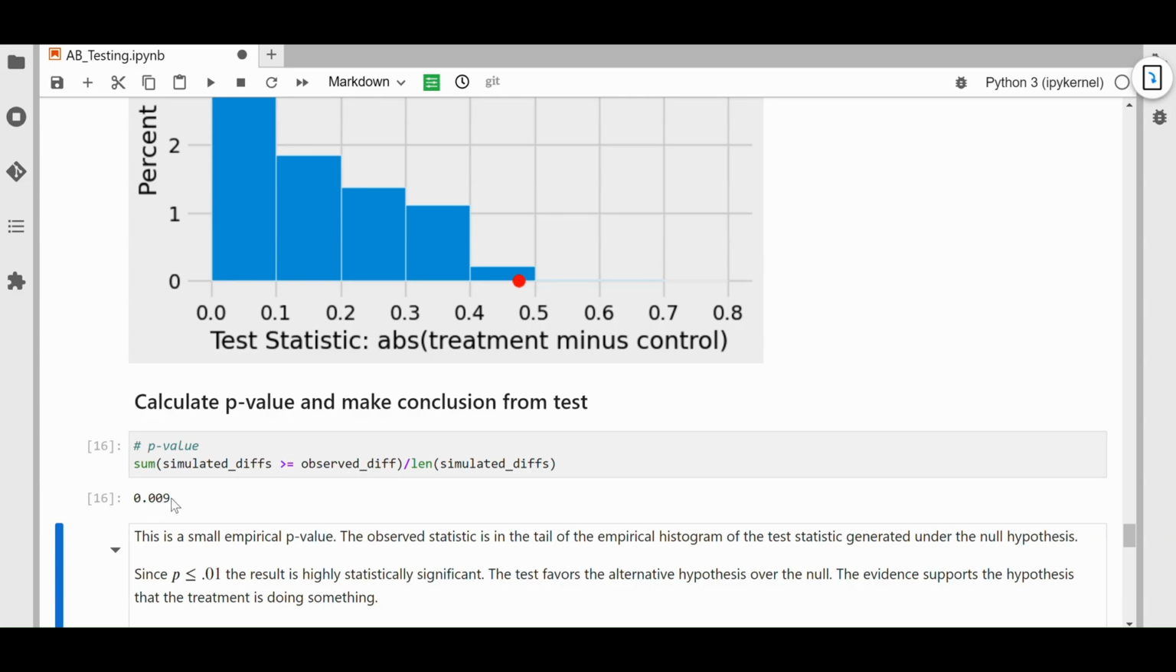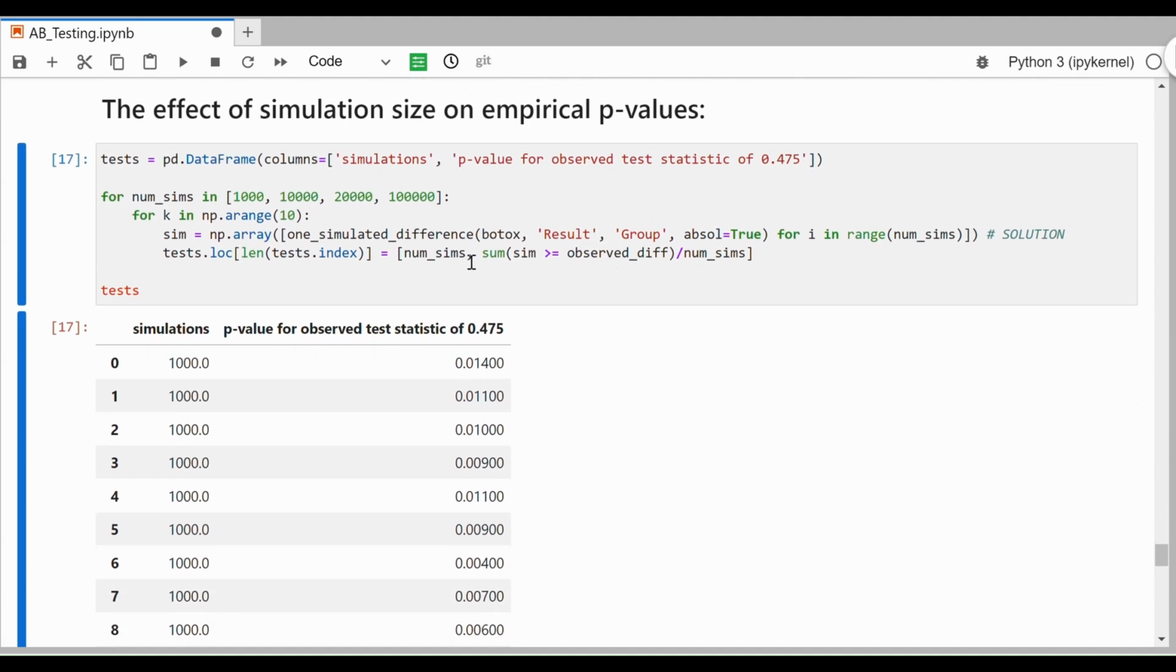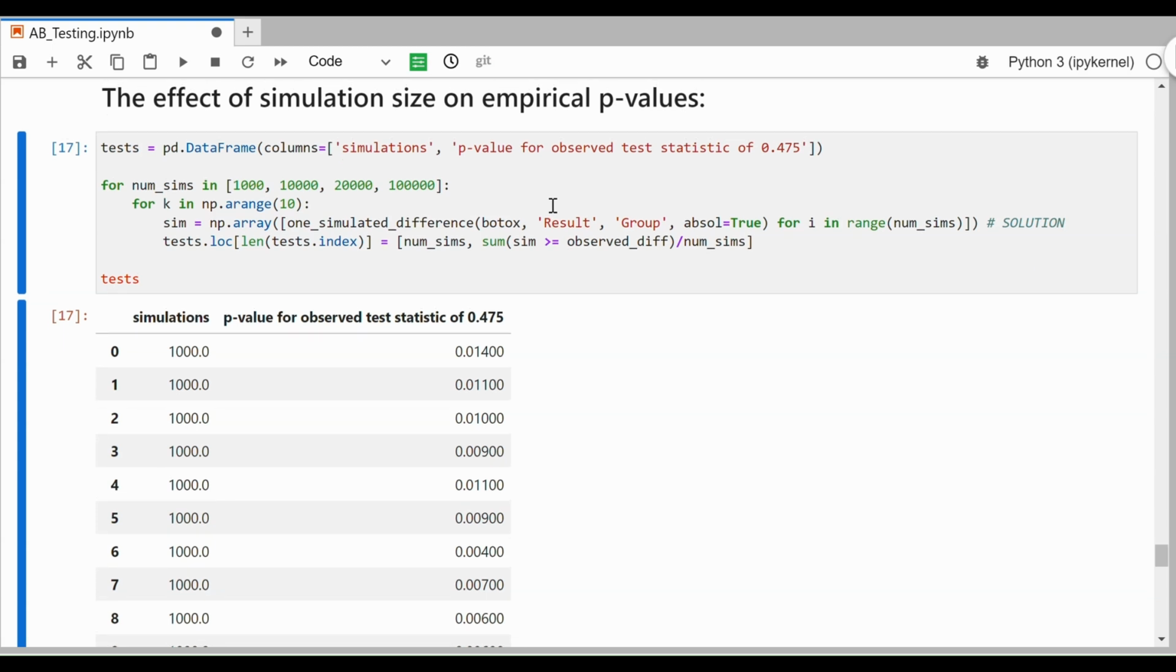I have a little demo down below here. Scroll down to the bottom here. And I ran this. This code takes a very long time to run, so you don't need to run it yourself. But this is just to show the fact that our empirical p-values are affected by the number of simulations that we run. And when you have a p-value that's very close to your cutoff, you want to make sure that your simulation size is large enough so that you've basically converged as close as you can to the theoretical value. So here you can see the difference of what happens. I do 1,000, 10,000, 20,000, and then 100,000 simulations.